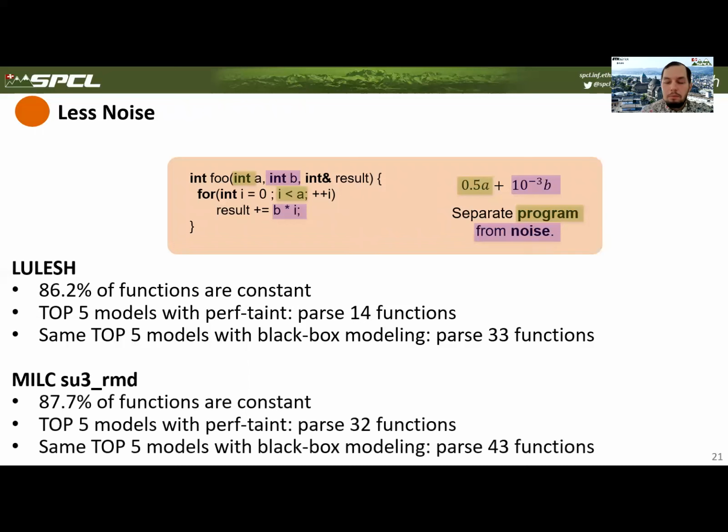Similarly, for MILC, even more functions are constant. And here the white box result still produces many functions. But to analyze the black box results between those important functions, there are many of them that simply have completely false models and they only add confusion.